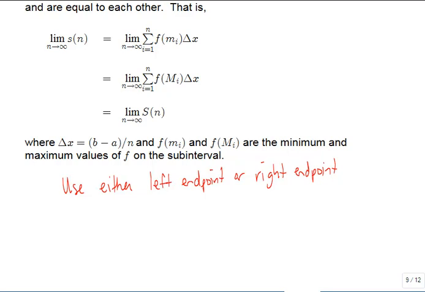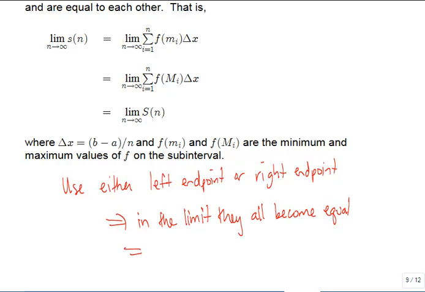So you can use either the lefts, the rights, the midpoints, something else entirely, and in the limit, they all become equal. And not only do they become equal, they become the exact area.